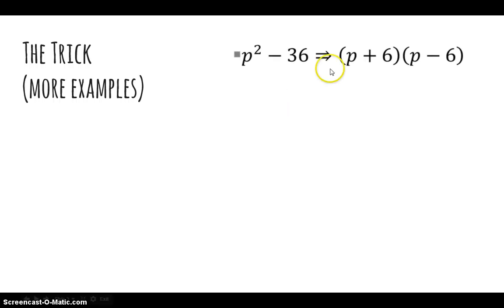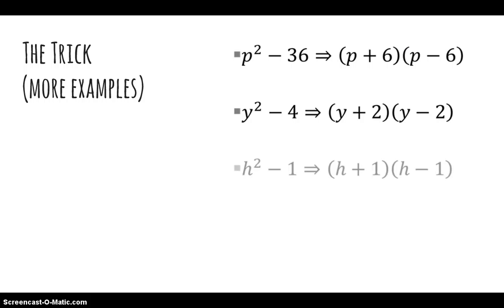So to look at a few more examples, we will have something like this: p squared minus 36. P squared is p times p, and this is 6 times 6, so p plus 6, p minus 6. Y squared minus 4, y squared, 2 squared, y plus 2, y minus 2. This is one of my favorite ones because a lot of people forget that 1 is a perfect square. So we have h times h and 1 times 1 giving us h plus 1, h minus 1. If you need to pause, jot these examples down. Now's probably a good time to do it.